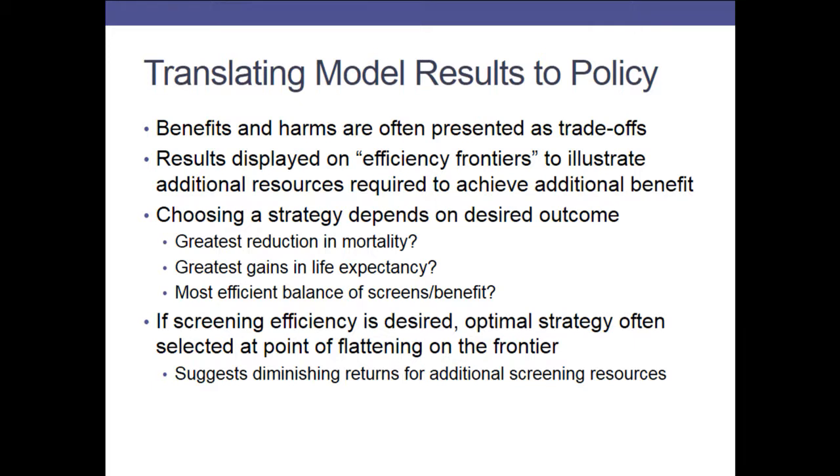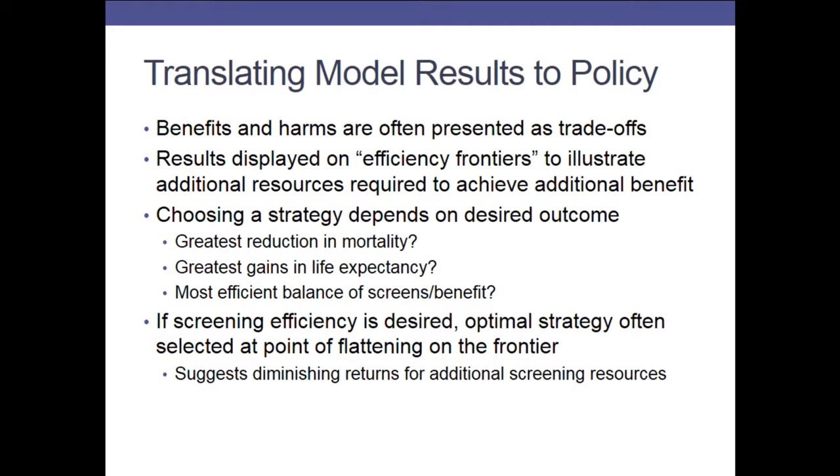Like I said earlier, one of the advantages of modeling is that we're able to take a systems point of view. When we present results to policymakers, we're often asked to present both the benefits and harms as trade-offs. One way to do this is to display the results on efficiency frontiers, which illustrates additional resources that are required to achieve additional benefit. When policymakers are choosing a strategy, the optimal strategy involves a little bit of value judgment because it depends on which outcome is most desirable.